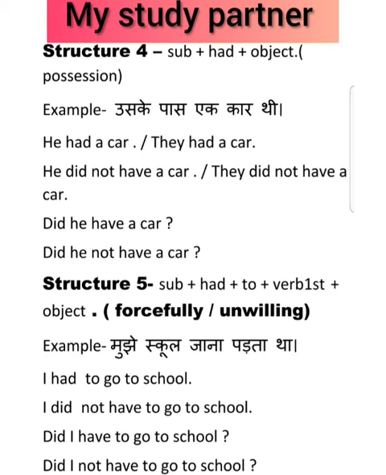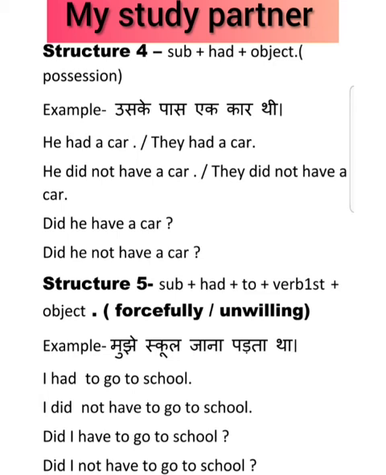Now have is the main verb and did not is the helping verb. Just because we are making a negative sentence, we need a helping verb and a main verb both. So that's why we can see here that it is did not. Did is the helping verb and have is the main verb. Just like that we can say, they did not have a car.